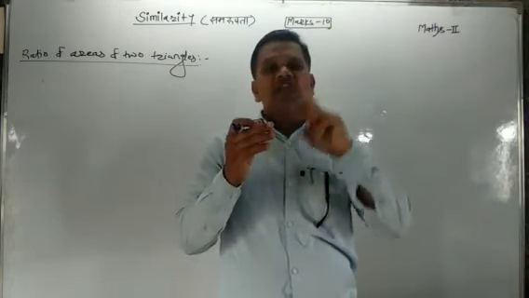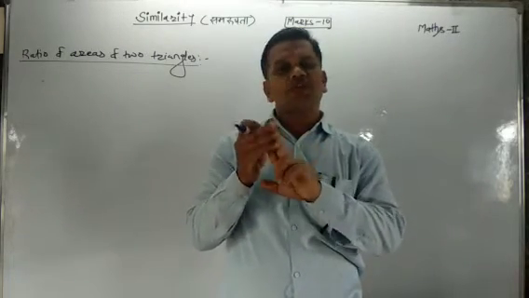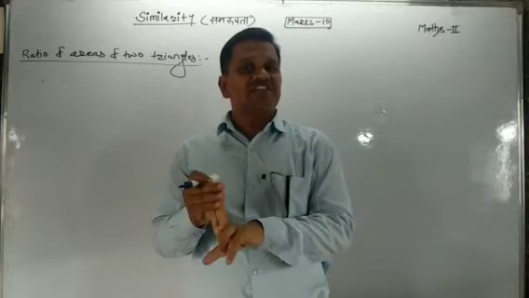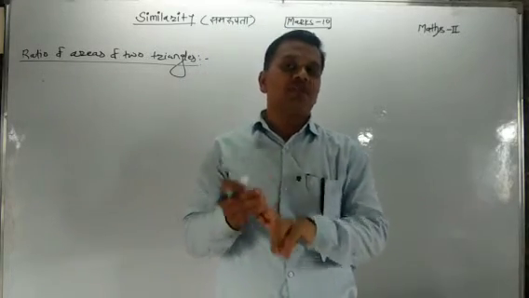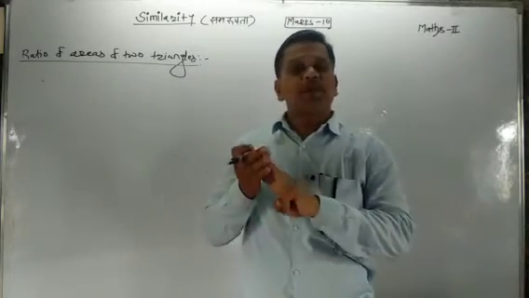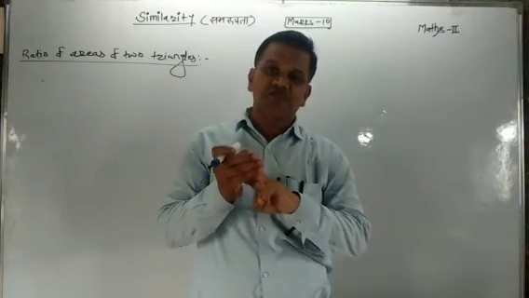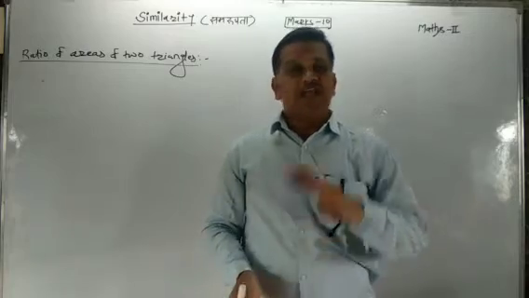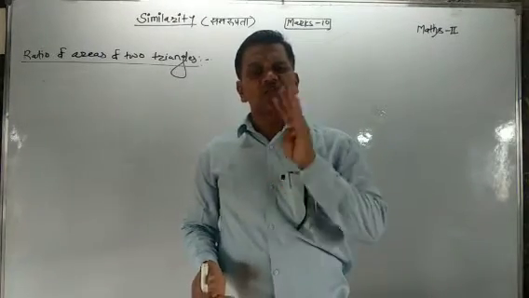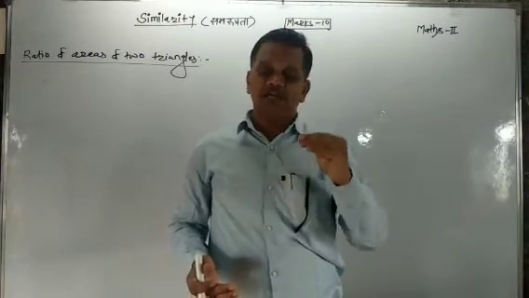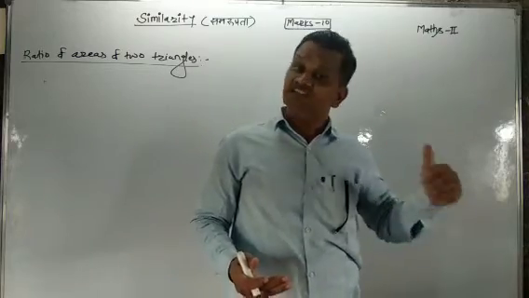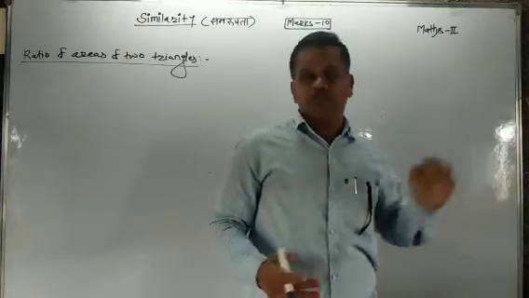The second property is that the ratio of areas of two triangles having equal bases is equal to the ratio of their corresponding heights. The third property is that the ratio of areas of two triangles having equal heights is equal to the ratio of their corresponding bases. And the fourth property is that the ratio of areas of two triangles having equal bases and equal heights is 1:1, that is, their areas are equal.